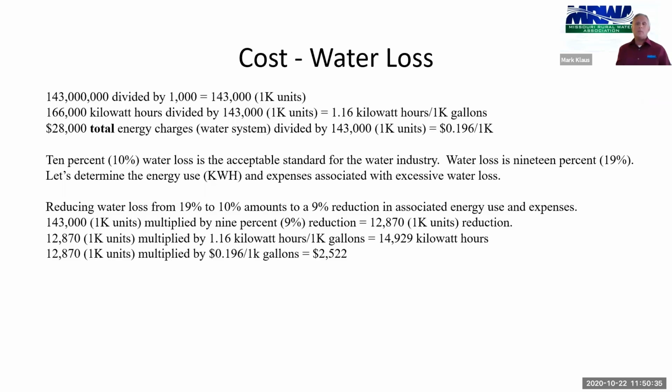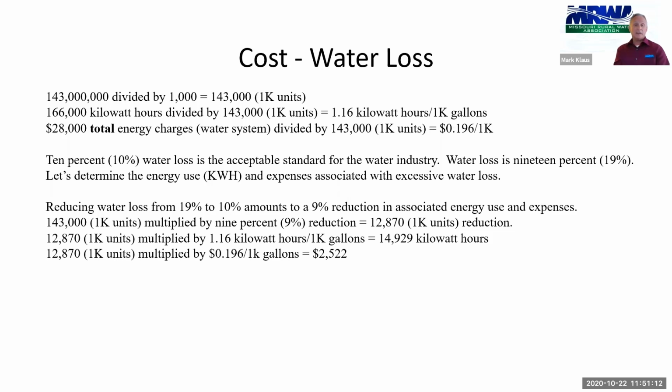If we reduce it, well, how much is it going to cost us? How much is it costing us right now? It would be nice to say we're going to get all of it, but let's just shoot for 10%. So we have 12,870 of those 1,000 gallon units multiplied by 1.16 kilowatt hours to make that water. And it comes up to roughly 14,929 kilowatt hours. That is extra that we're using, or that we're losing, okay?